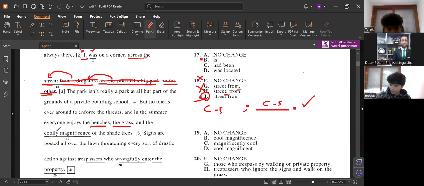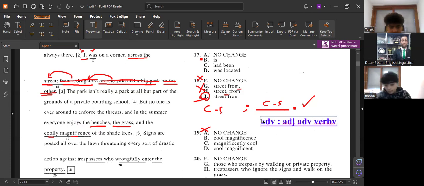Now let's prove it to see what's going on. Number one, coolly, it's an adverb. An adverb modifies an adjective or an adverb or a verb, not a noun. So A is wrong. Do you remember that, Muaz? What does an adverb modify? It's an adjective or adverb or verb. But here we don't have that. Here we have only a noun. So B is wrong. A is wrong.